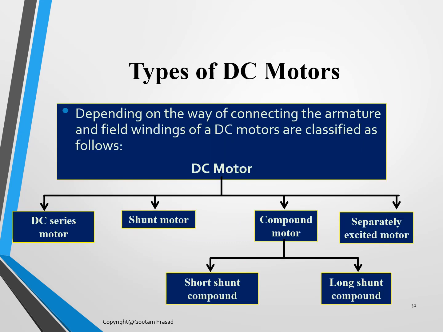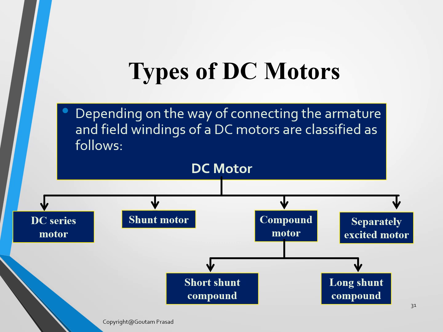Now there are different types of DC motors, depending on the ways of connecting the armature and the field winding. DC motors can be classified into the following types: the DC series motor, the DC shunt motor, and the DC compound motor. The DC compound motor is further divided into two types: short shunt compound motor and long shunt compound motor.